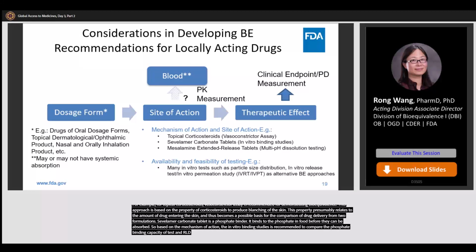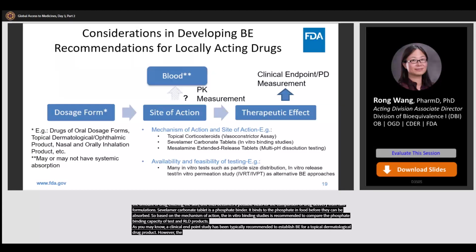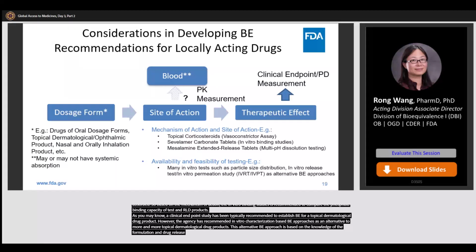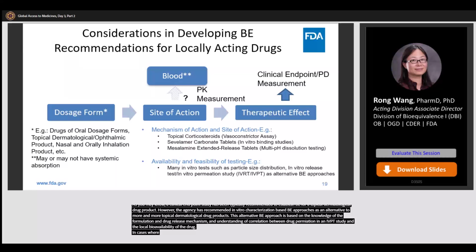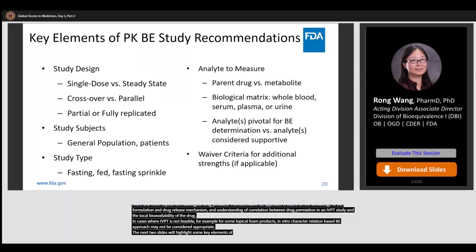As you may know, a clinical endpoint study has typically been recommended to establish BE for a topical dermatological drug product. However, the agency has recommended in vitro characterization-based BE approaches as an alternative for more and more topical dermatological drug products. This alternative BE approach is based on the knowledge of the formulation and drug release mechanism and understanding of the correlation between drug permeation in an IVPT study and the local bioavailability of the drug. In cases where IVPT is not feasible, for example, for some topical foam products, an in vitro characterization-based BE approach may not be considered appropriate. The next two slides will highlight some key elements of PK BE study recommendations in the PSG.